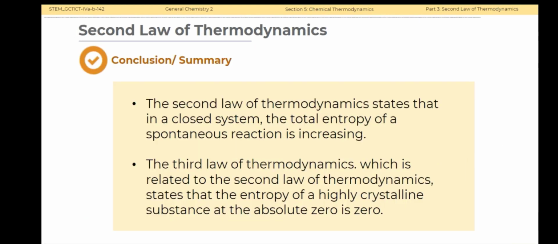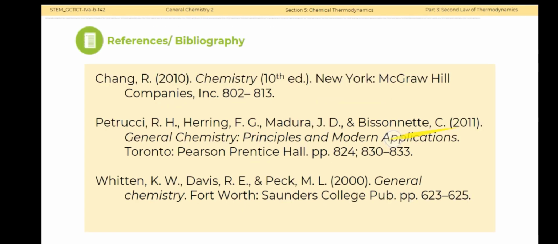To summarize, the second law of thermodynamics states that in a closed system, the total entropy of a spontaneous reaction is increasing. The third law of thermodynamics, which is related to the second law of thermodynamics, states that the entropy of a highly crystalline substance at absolute 0 is 0.